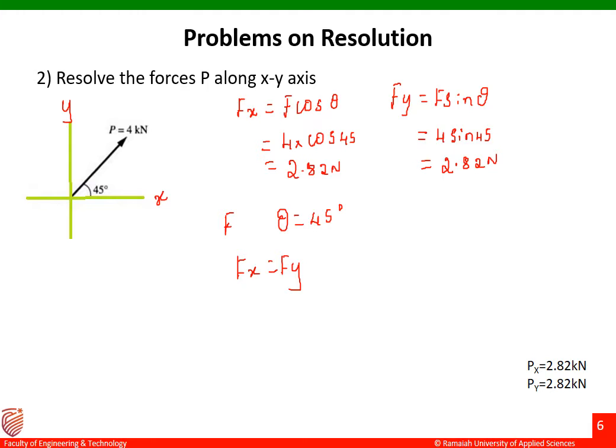In the given problem, the force B is making an angle of 45 degree with respect to the horizontal. The answer for Fx and Fy is 2.82 Newton. Both values are same.